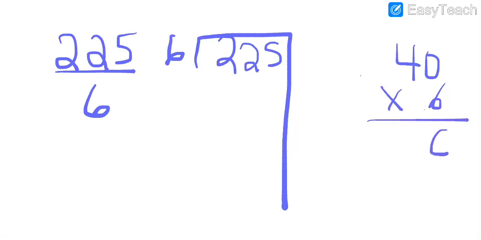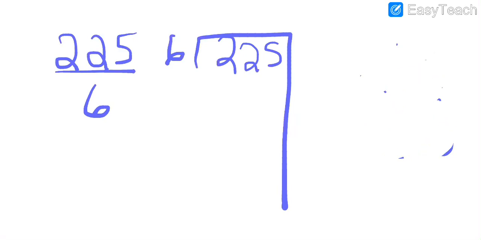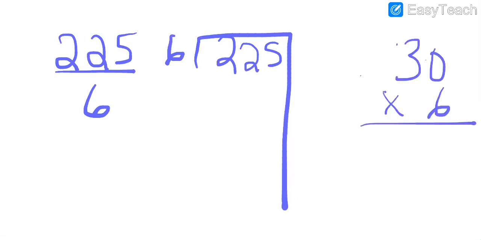0 times 6 is 0. 4 times 6 is 24. 240 is over. Definitely not going to work. Too much. So we're going to go back to 30 times 6. That's pretty close. So if we recall, in case we forgot, 30 times 6, 0 times 6 is 0. 3 times 6 is 180. Okay, so we're going to try that.